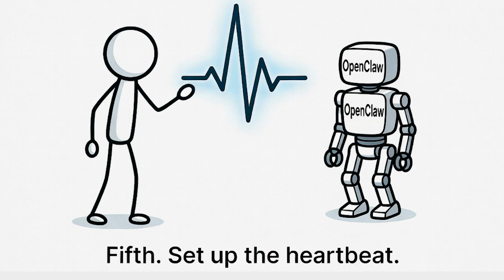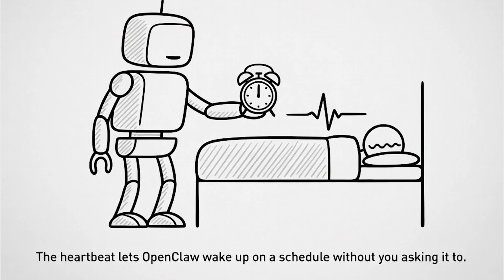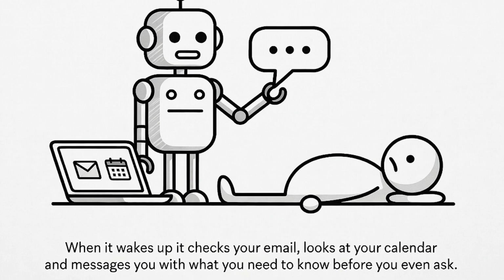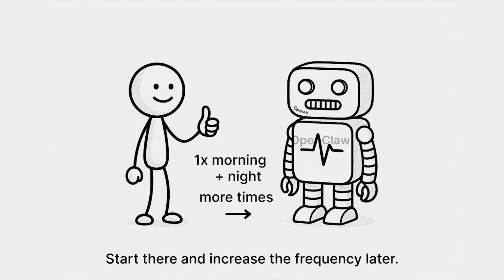Fifth, set up the heartbeat. This is what makes OpenClaw feel like science fiction. The heartbeat lets OpenClaw wake up on a schedule without you asking it to. Set it to run once in the morning and once at night. When it wakes up, it checks your email, looks at your calendar, and messages you with what you need to know before you even ask. Start there and increase the frequency later.